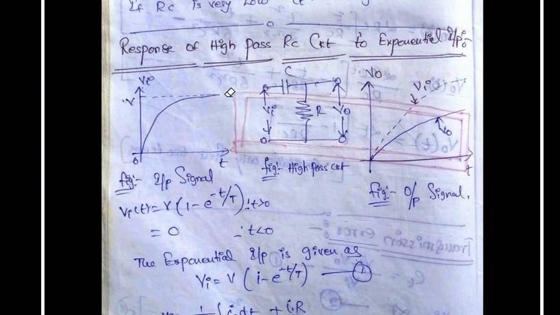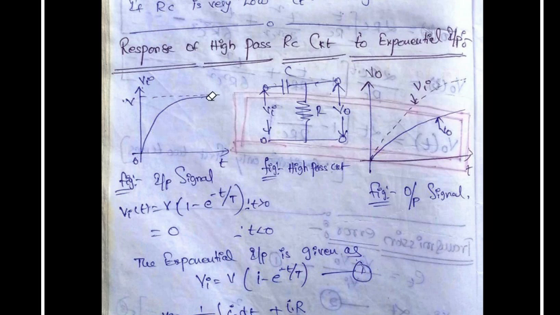Hi everyone. Next topic is the response of a high pass RC circuit for an exponential input signal. This is the exponential input signal we are going to apply to the high pass RC circuit. We already know that the exponential input signal has zero value for t less than or equal to 0, and for t greater than 0, its response increases exponentially with respect to time.